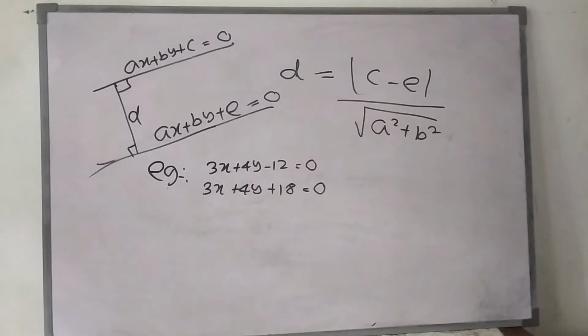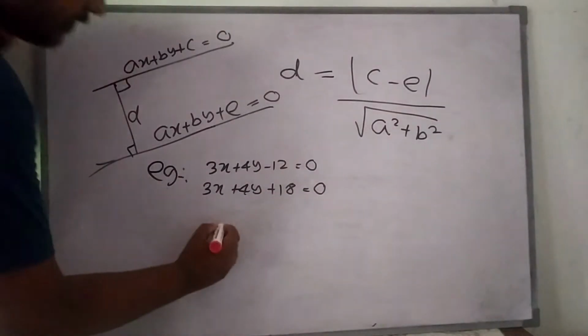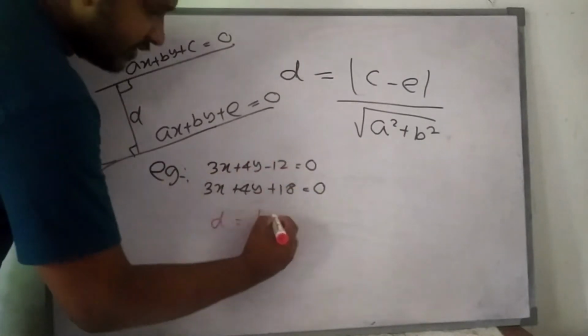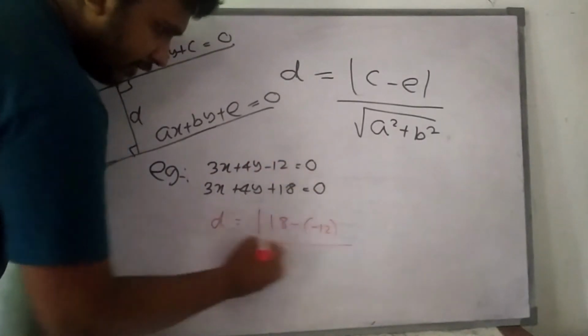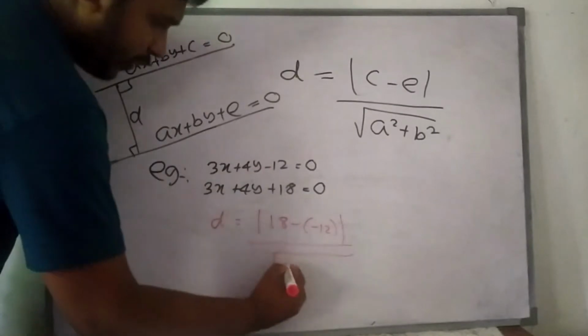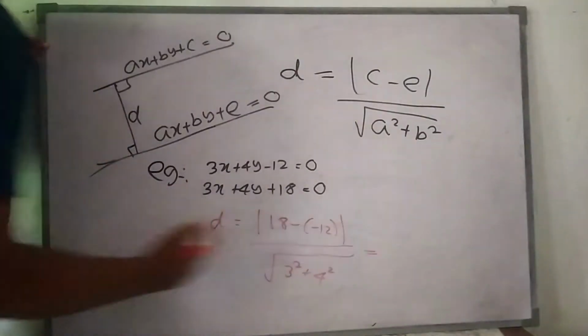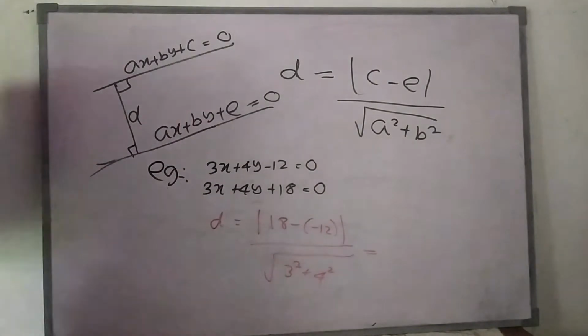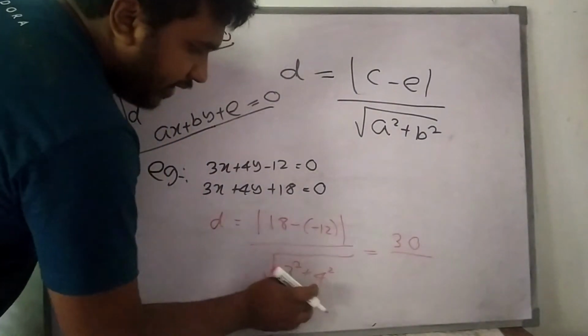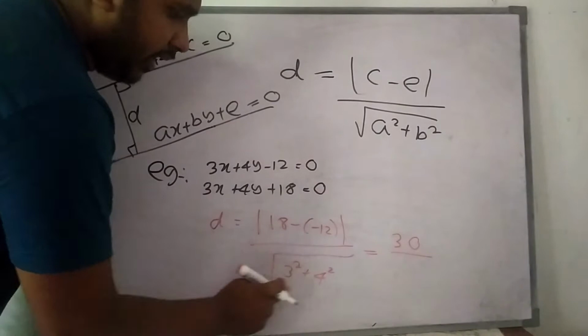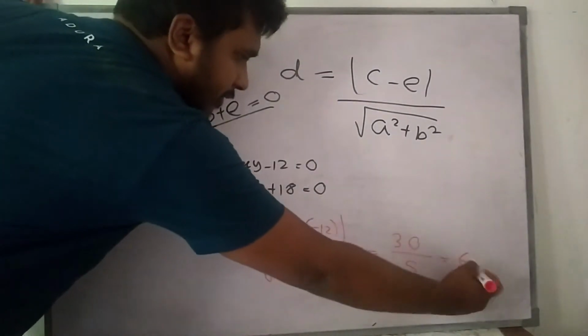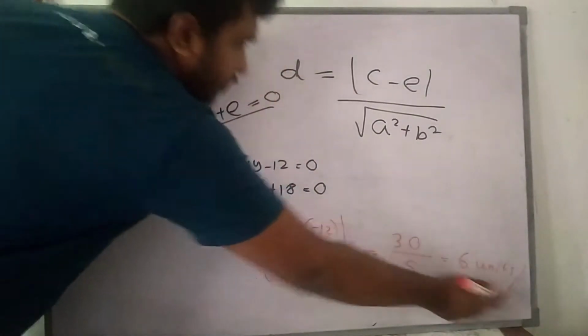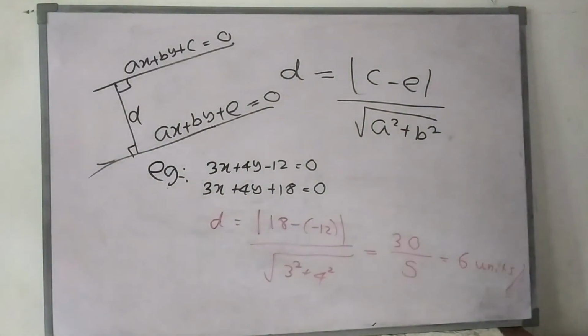Okay, this is my example: 3x plus 4y minus 12, right? So I have to find the distance d, which is 18 minus minus 12 divided by the square root of the coefficient squares. So 18 plus 12 means 30. 30 divided by the square root of 9 plus 16, which is 25, it's 5. Then 6 units, right? So the next important thing is how to prove that theory.